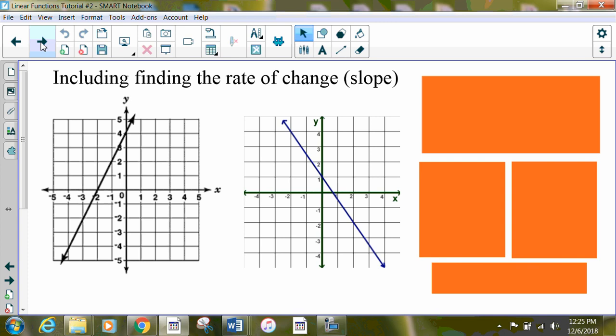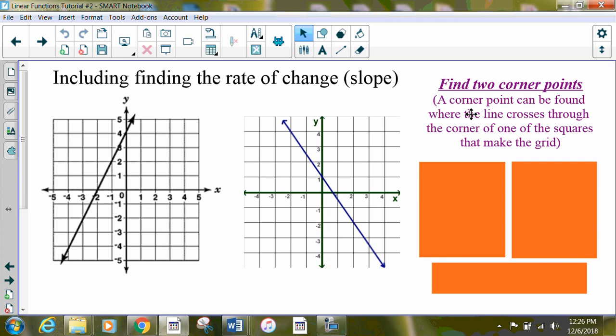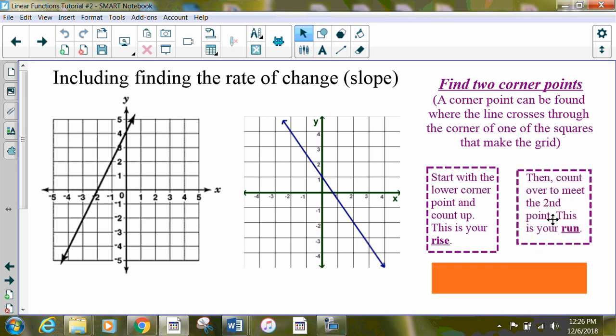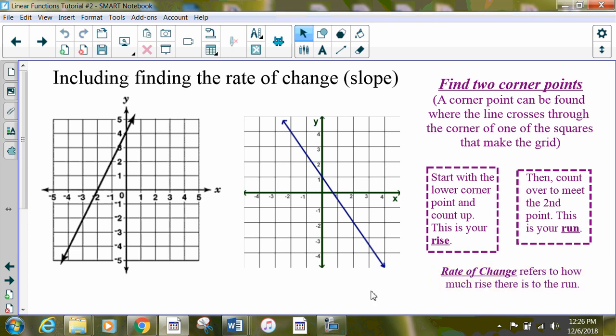We also talked about finding the rate of change. Slope, those two words are interchangeable, and we talked about finding two corner points, and then starting with the lowest corner point, and finding your rise by counting up, and then running over to meet your second point, which of course would be called your run. And so the rate of change, of course, refers to how much rise there is to the run. So that was last class.